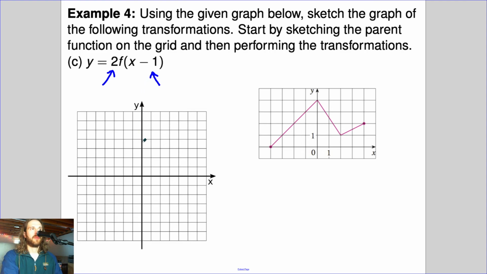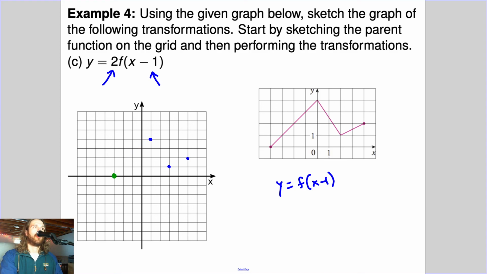So I'm going to take my parent function. I'll first draw f of x minus 1. So I'm going to take that and shift stuff to the right 1. Okay, so there's my parent function shifted to the right 1. Now I'm going to take all of those. Now for my final magic trick, I'm going to saw Tim in half. I'm kidding. I'm going to double the heights of all these points.